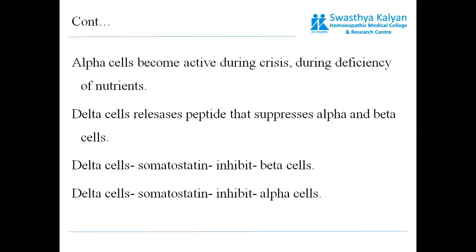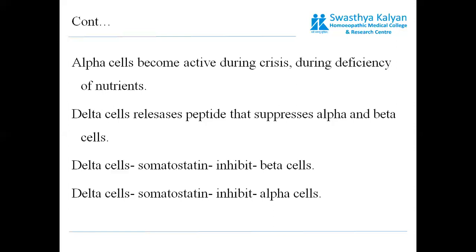If the delta cells become active and their product is coming out, the beta cells will not produce any secretion. So insulin will not come out. If delta cells are active, all products of the beta cells will be suppressed. Now how? Delta cells actually produce a hormone called somatostatin. Now this hormone inhibits the beta cells.